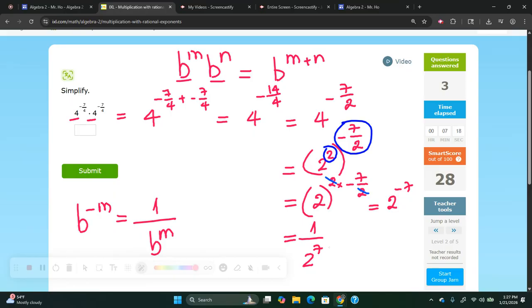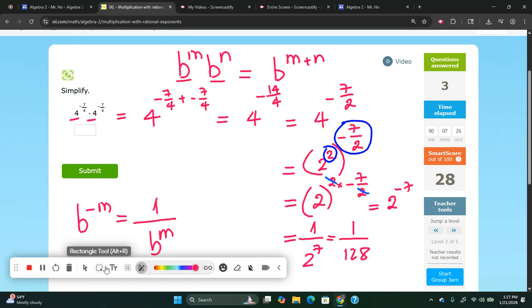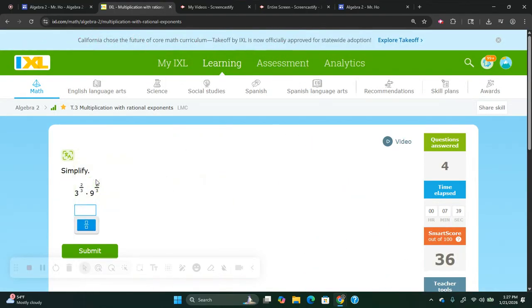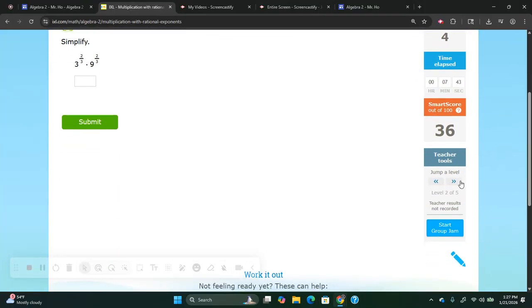128. Okay, so the answer is 1 over 128. So I go to the answer box and put 1 over 128. Okay, submit. Voila. Okay, let's move on to level 3.